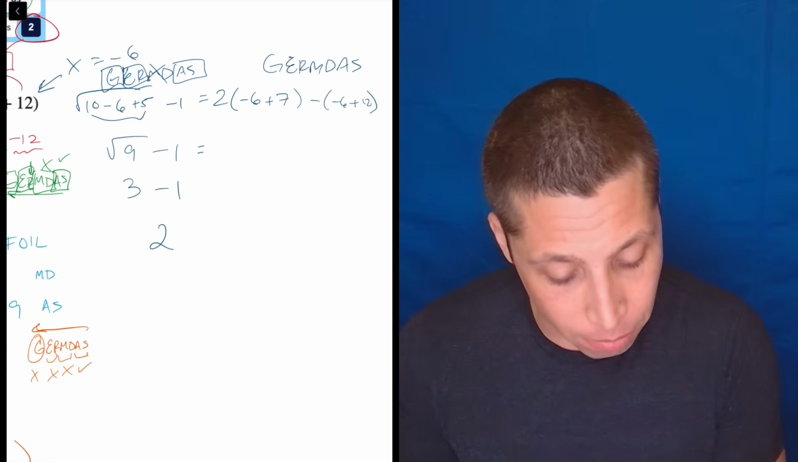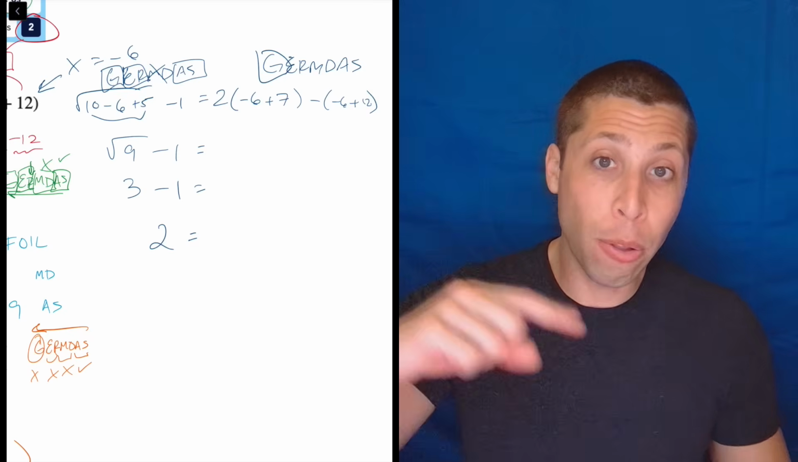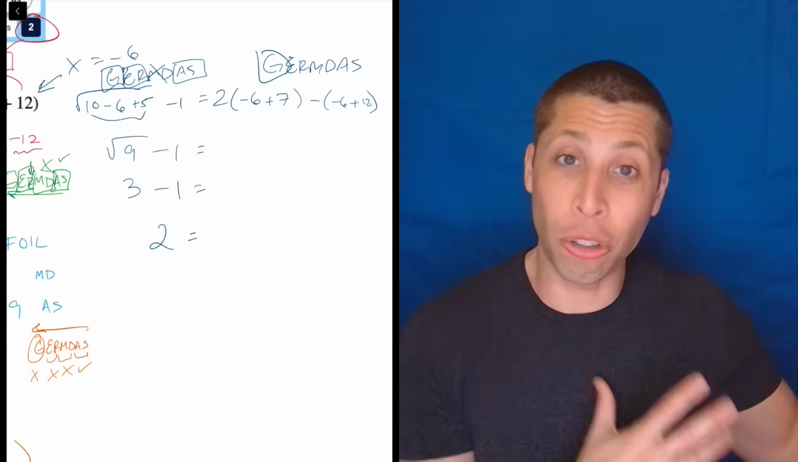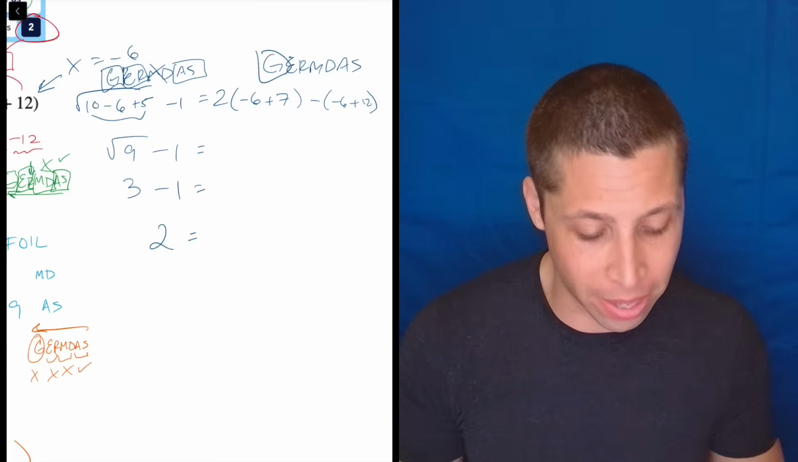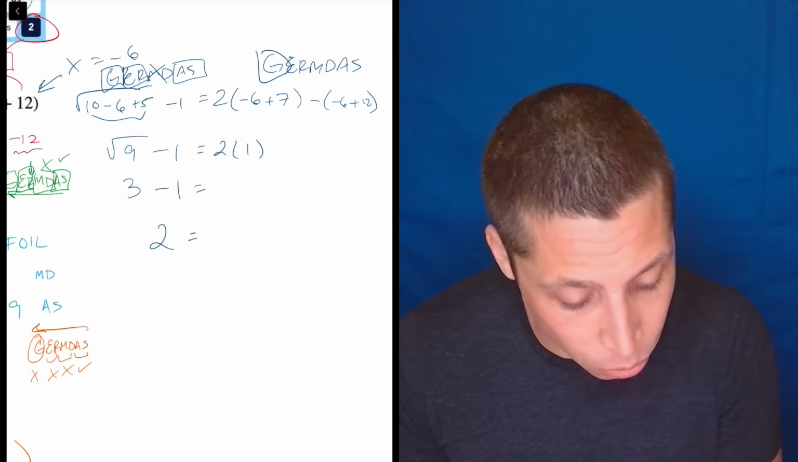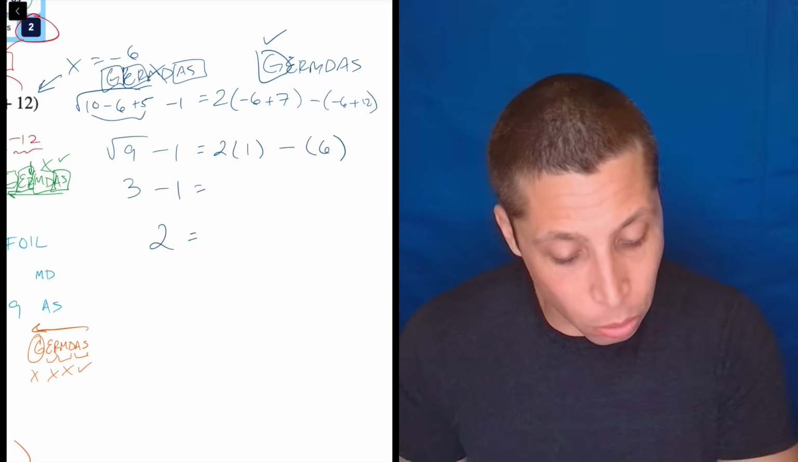What happens on the right side? Okay, well, same thing. Let's do GERMDAS. Do we have any groupings? Yes. And now those groupings, those parentheses that before we had to distribute and deal with all sorts of weird things, now we can just do what's in there because we have a number in there. So -6 plus 7 is just 1. And then -6 plus 12 is 6. So the groupings are done.